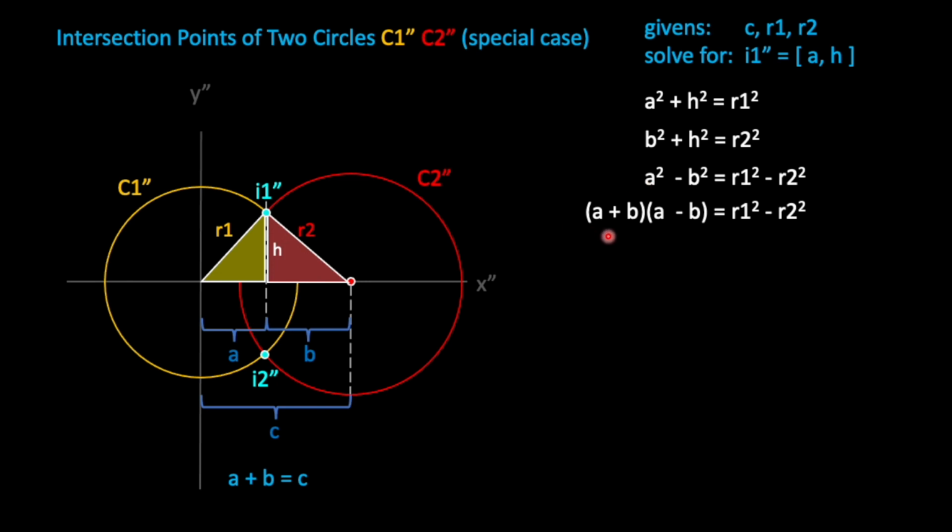And the reason why that buys me something is I can substitute for A plus B. I got A plus B equals C by construction. And so now I have a C times quantity A minus B on the left side. Now I can divide both sides by C. So now I just have my difference A minus B. And over on the right, what I had before now divided by C.